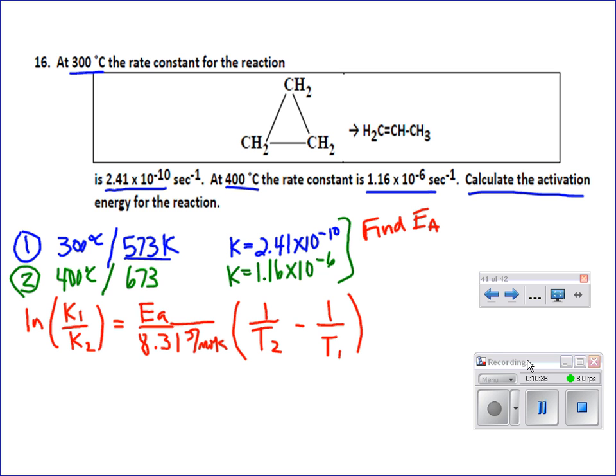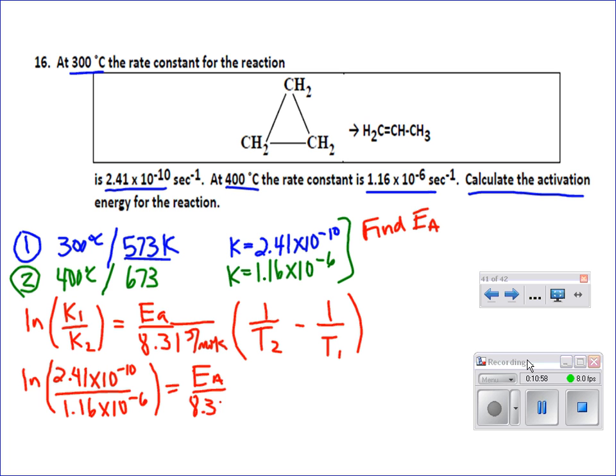Okay, so all I'm going to do is plug and chug. I'm going to use my first couple, natural log, my K1 is 2.41 times 10 to the negative 10th divided by K2 of 1.16 times 10 to the negative 6 is equal to, I'm solving for E of A, plugging in 8.31 joules per mole K, solving 1 over T2 minus 1 over T1.